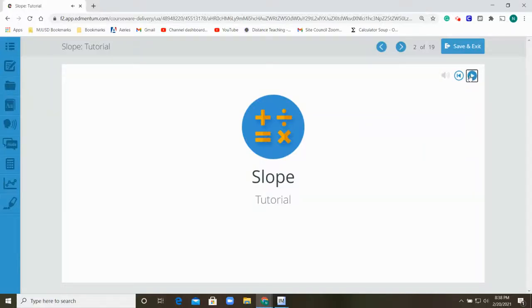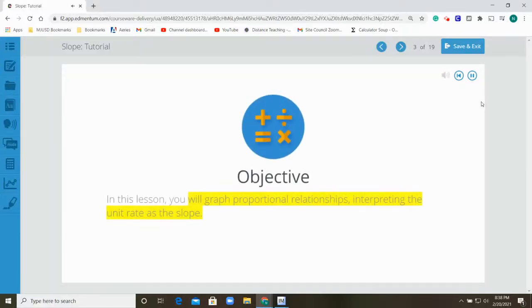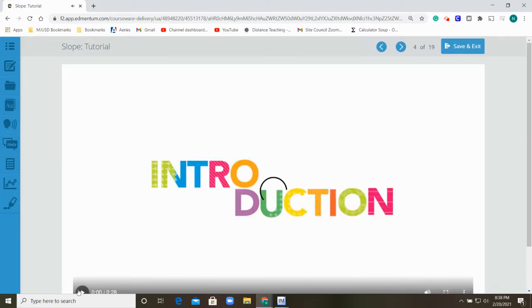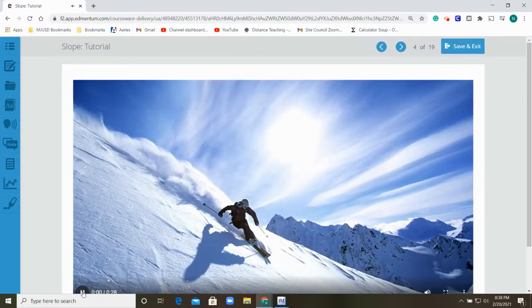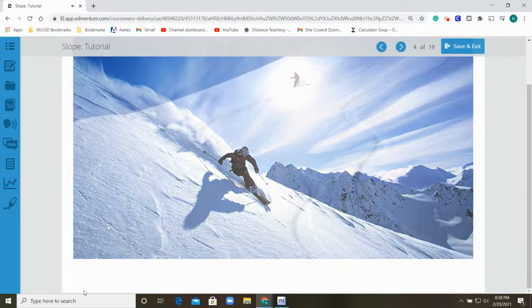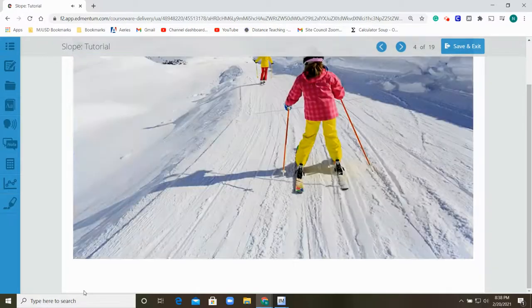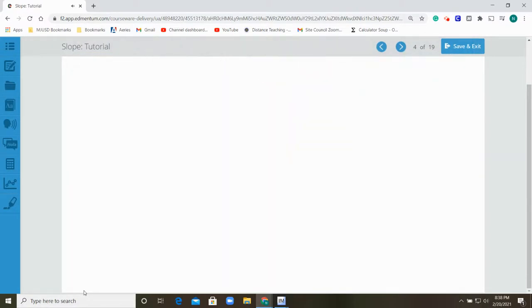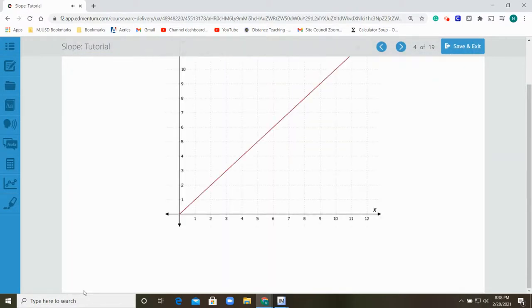Slope. In this lesson, you will graph proportional relationships, interpreting the unit rate as the slope. A ski slope is a path for skiing. Some slopes are steep, while some are more gradual. We also use the word slope in math.